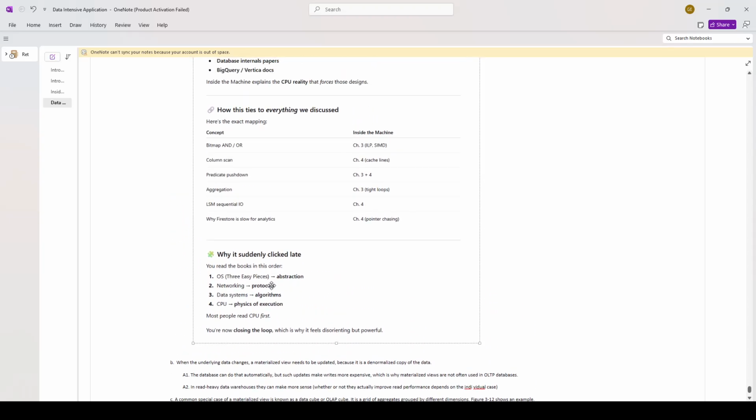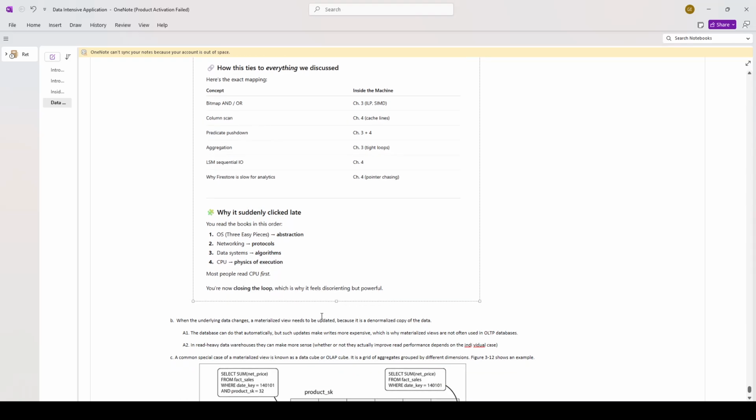Why did it suddenly click late? You read the books in this order. First, OS Three Easy Pieces, abstraction. Second, networking protocols. Third, data systems, which is algorithms. Fourth, CPU, the physics of execution. Most people read CPU first. You're now closing the loop, which is why it feels disorienting but powerful.